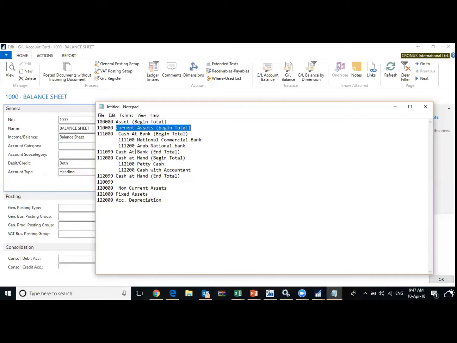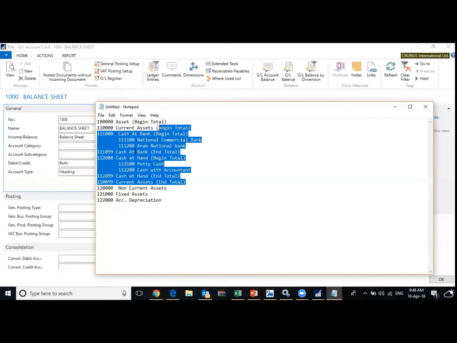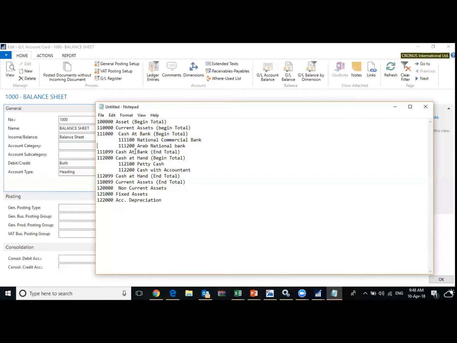Okay, copy, go down, paste, and I'll name it as end total. Now this closes all my current accounts. Okay, so if I run the report for here, it will actually take into consideration all these accounts. And the same way it is about the non-current assets and so on. Okay, so this 9 actually, any account ending with 9 is going to be your end total account, and this is the strategy we follow.